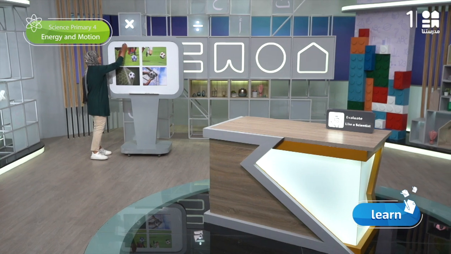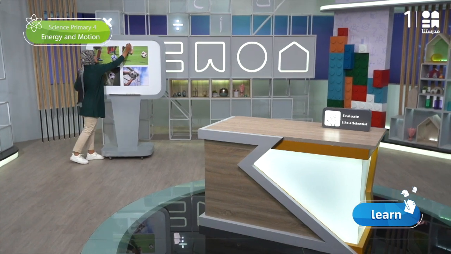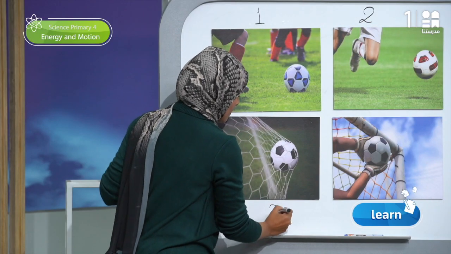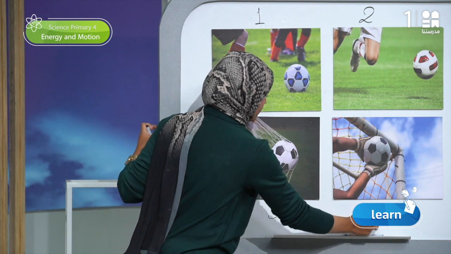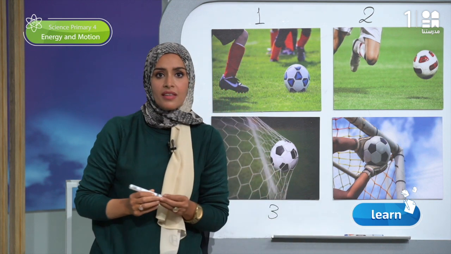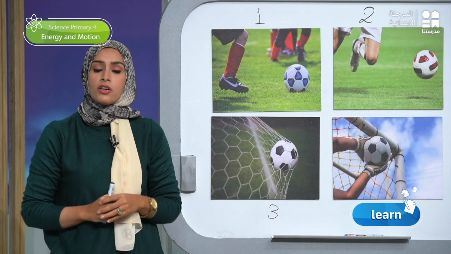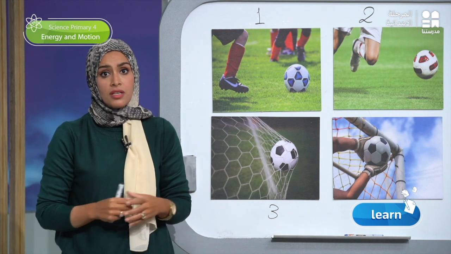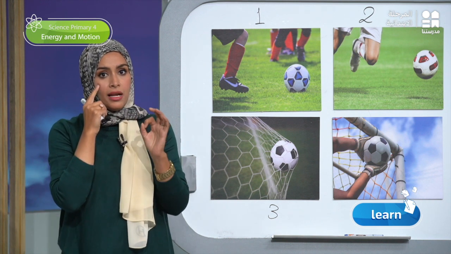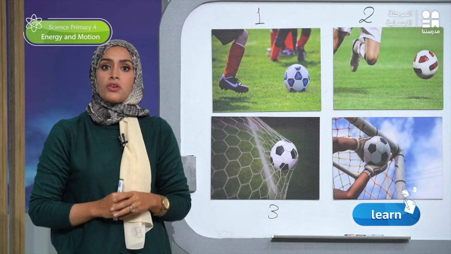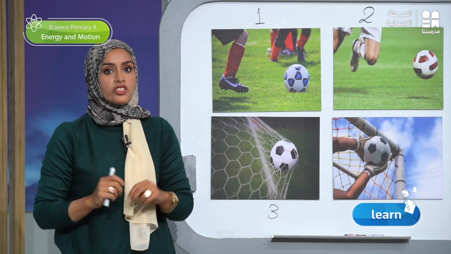This is picture 1, 2, 3, and 4. These all are pictures of the ball in different shots. Can you observe them well and circle the image where you think the ball has the energy?